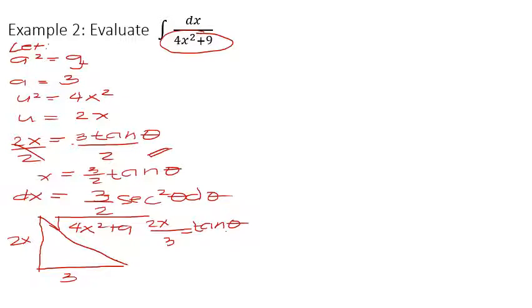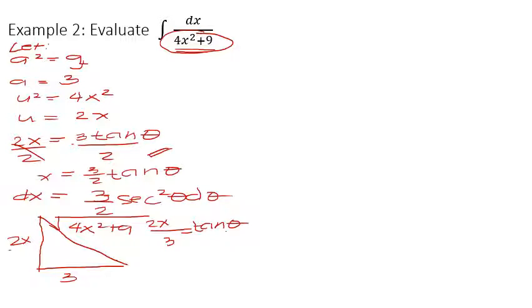Now, we need to find the value of this one, 4x squared plus 9, and then it is secant squared. So, you need to relate or rely on the values that we have. So, you make use of your secant. So, we could make use of our secant here.